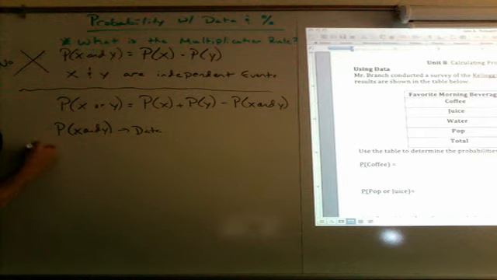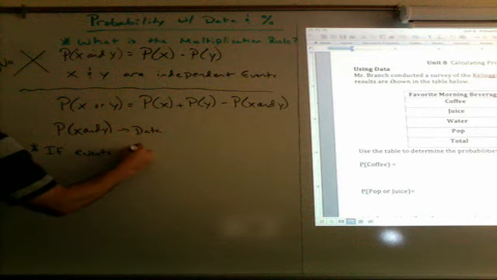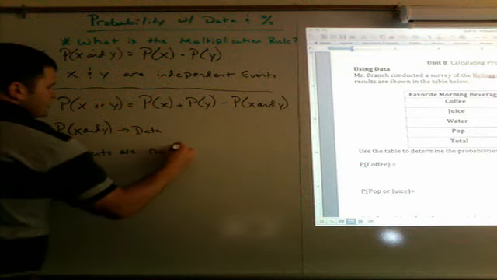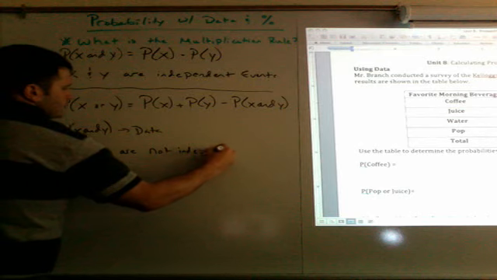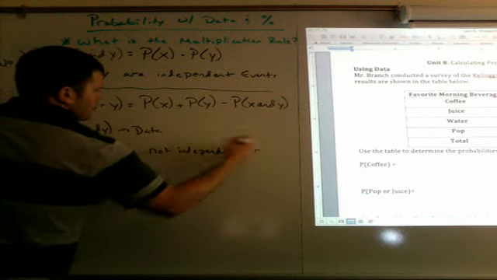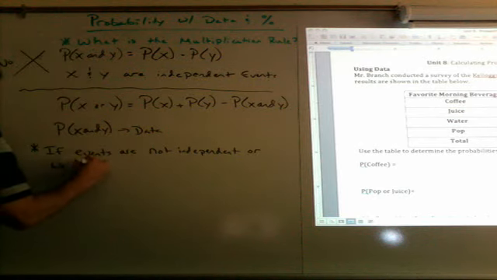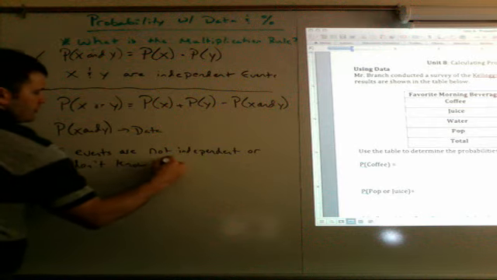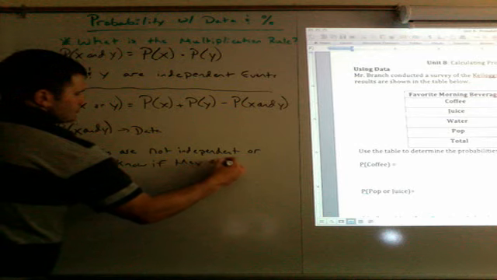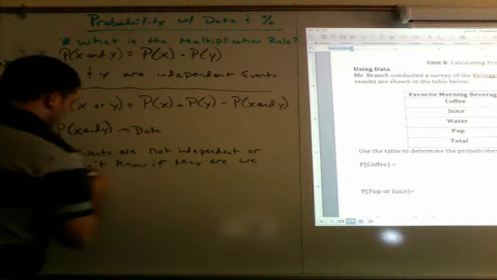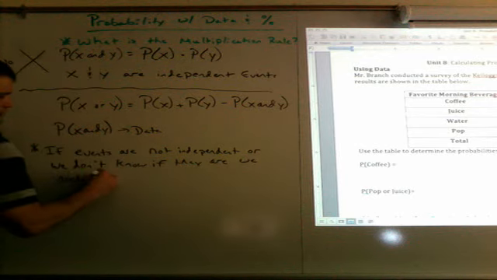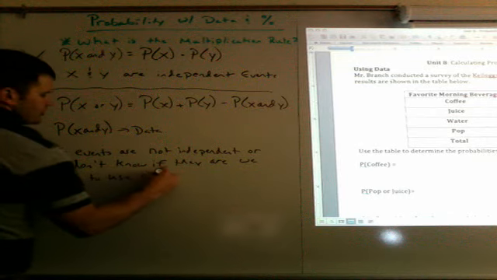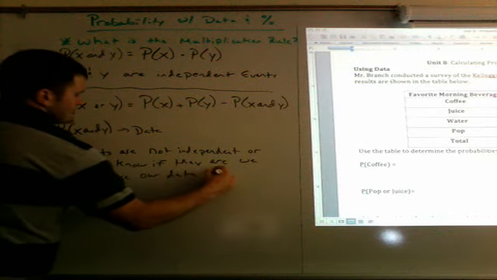So if events are not independent, or we don't know if they are, then we need to use our data table.